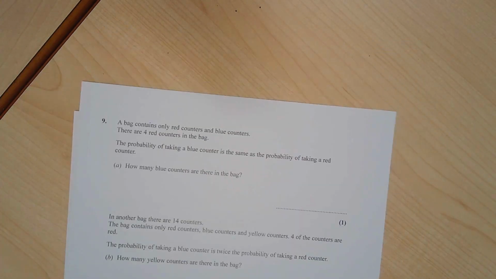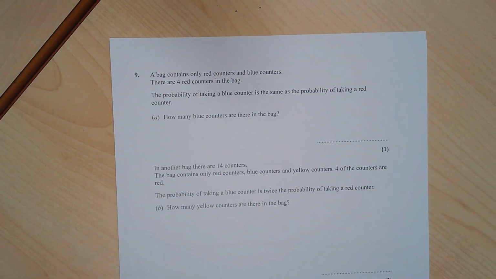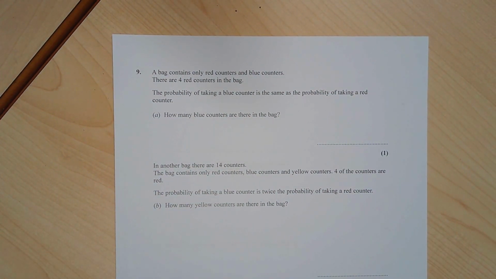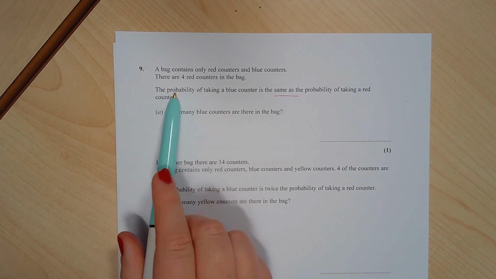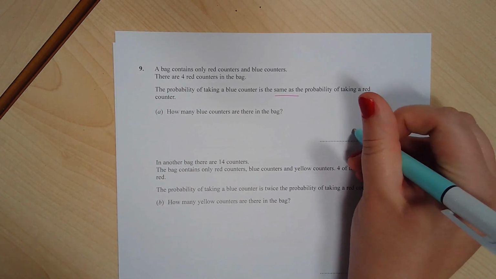Right, so question 9. A bag contains only red counters and blue counters. There are 4 red counters in the bag. The probability of taking a blue counter is the same as the probability of taking a red counter. So how many blue counters are in the bag? So if it's the same probability, it means it's the same number of counters, so it's just 4.